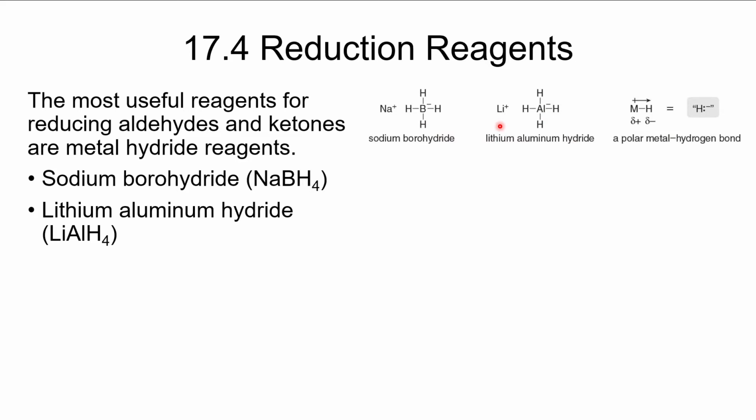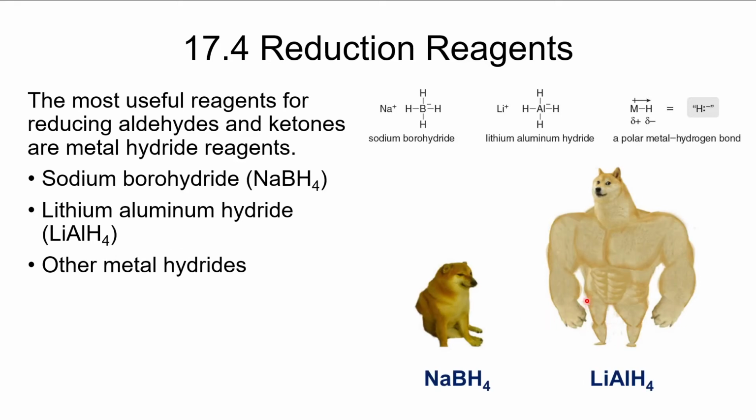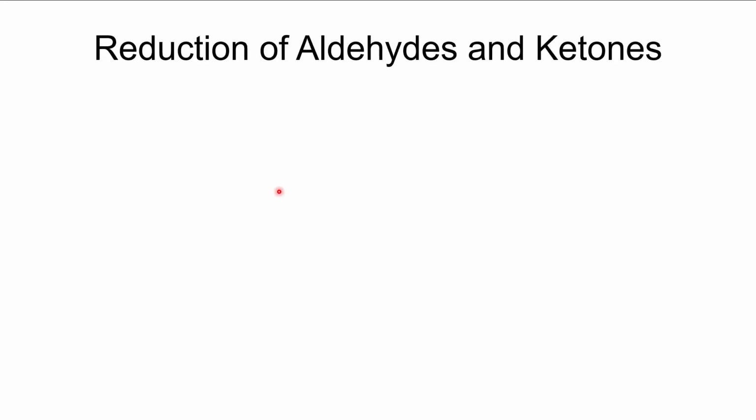When comparing sodium borohydride to lithium aluminum hydride, I like to use this meme, where we have the Doge and the buff Doge. Sodium borohydride is fairly mild, sort of like a family dog, and lithium aluminum hydride is very, very reactive. It's a very strong reducing agent, so like the buff Doge here. I use this as a comparison just so you get the idea that sodium borohydride is very tame and lithium aluminum hydride is a very strong reducing agent.